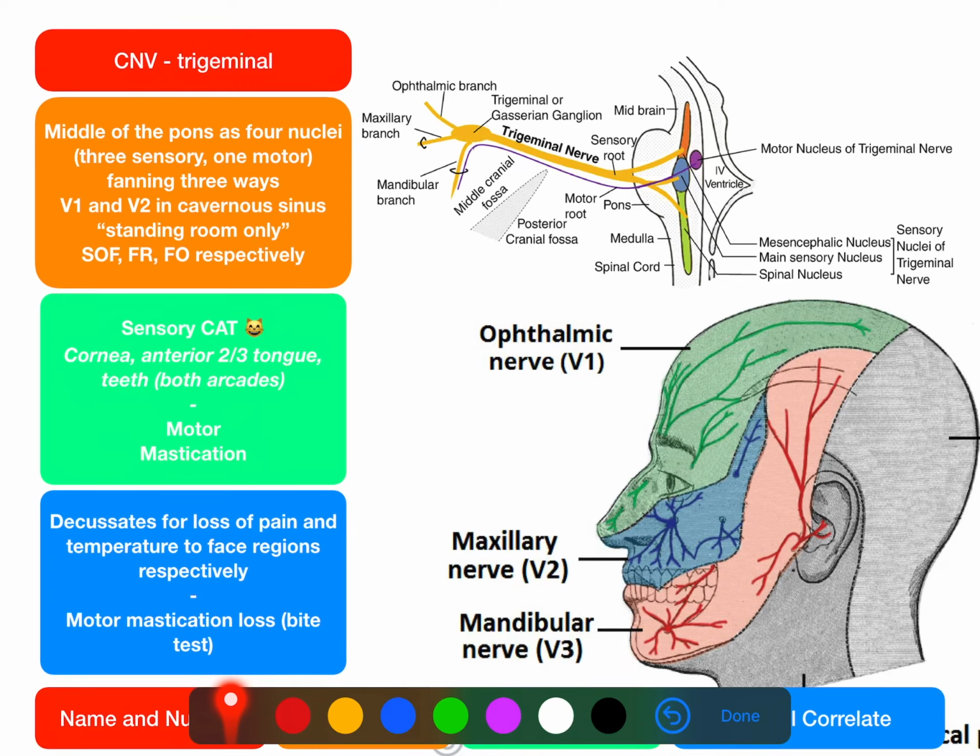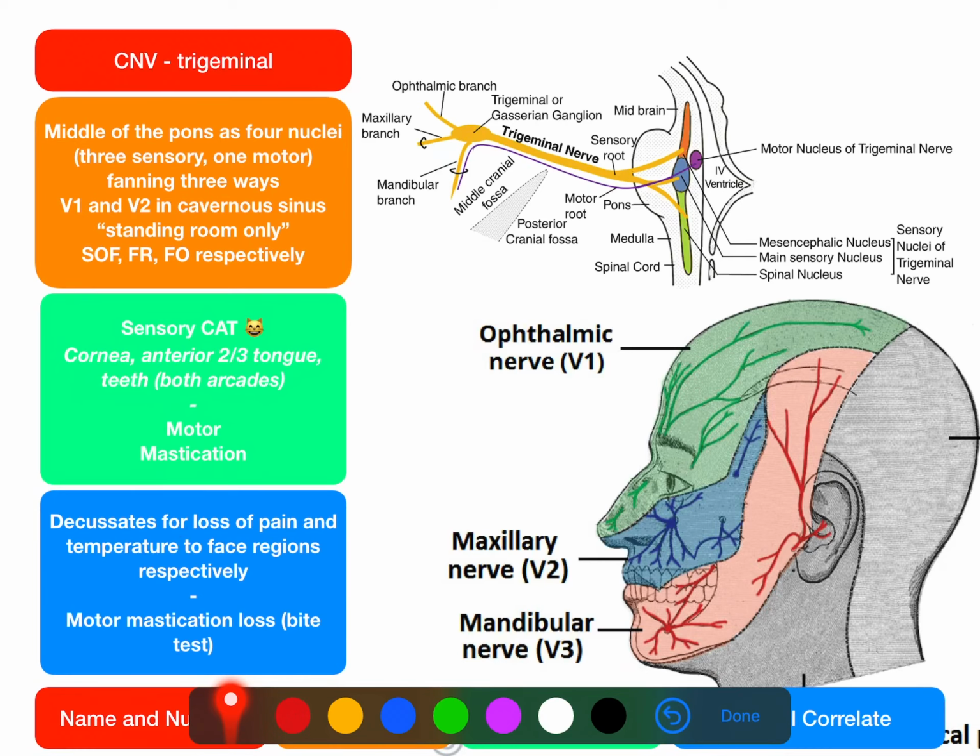The motor supply will be mastication or chewing, and that's usually temporalis, a big muscle up here, and masseter. And masseter comes from your zygomatic process here, down, grabs the mandible and makes a big bite. They're huge on rats because rats chew. And cows, they're huge on cows as well.